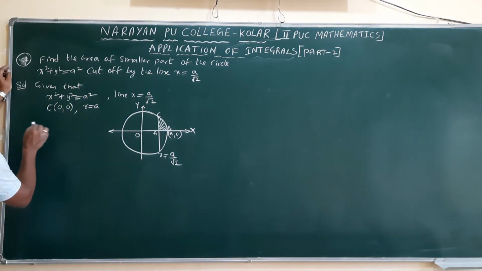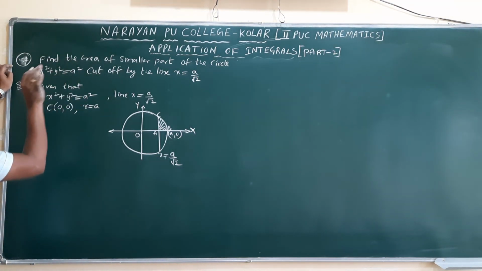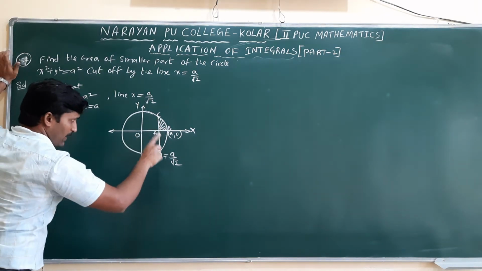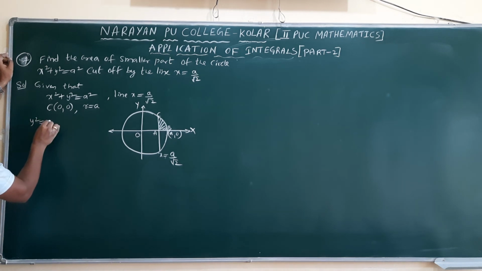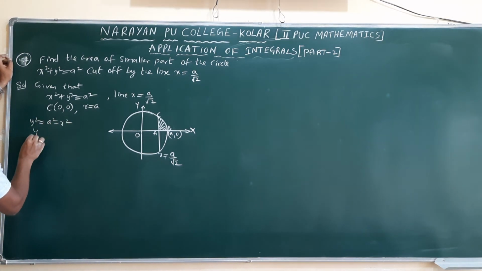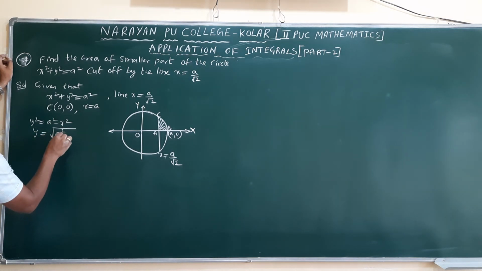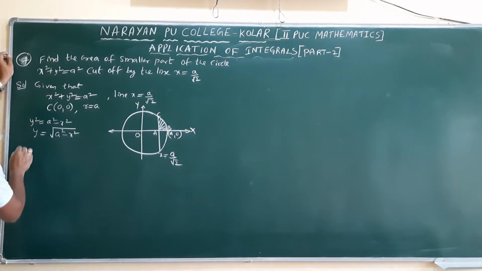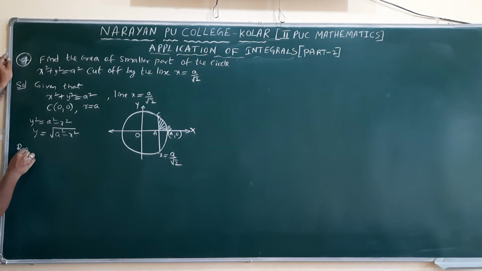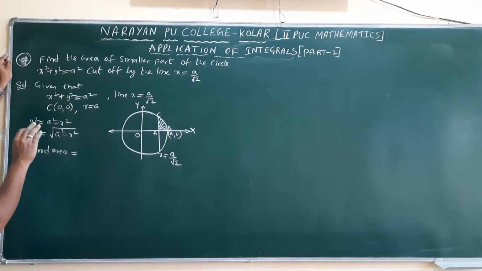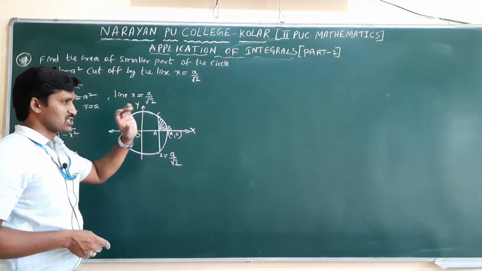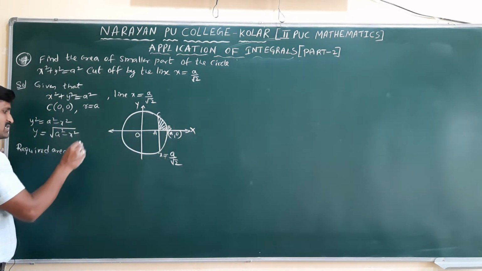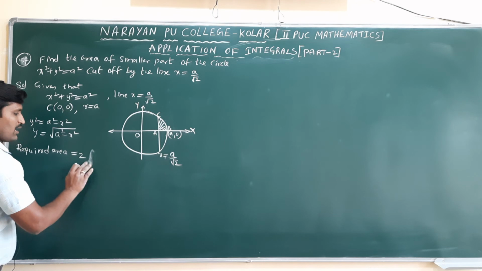Now only the circle is involved here. This is clearly a line parallel to the y axis. From the circle, y square equal to a square minus x square, so y equal to root of a square minus x square. Required area: most students forget to take double here. The reason is there are two areas, they are not restricted to the first quadrant only. That's why we need to take both areas, so 2 times the area of the region.